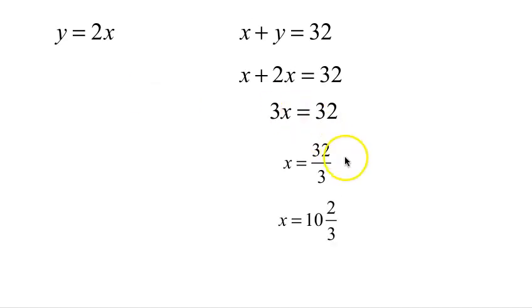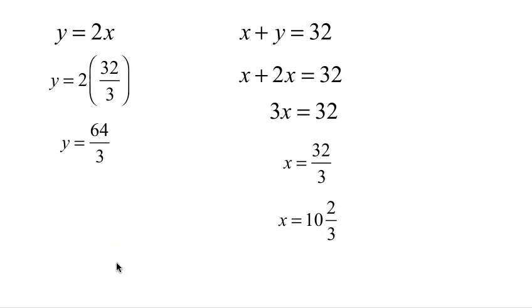And then we're going to plug the 32 thirds in here for x. Y is 2 times 32 thirds. 2 over 1, so 2 times 32, 64. 1 times 3, y is 64 thirds, or 21 1/3.